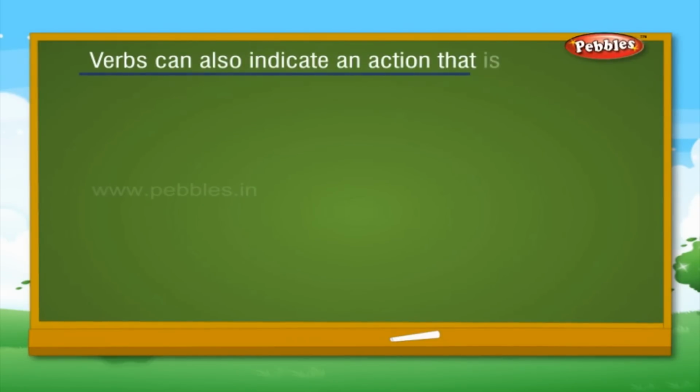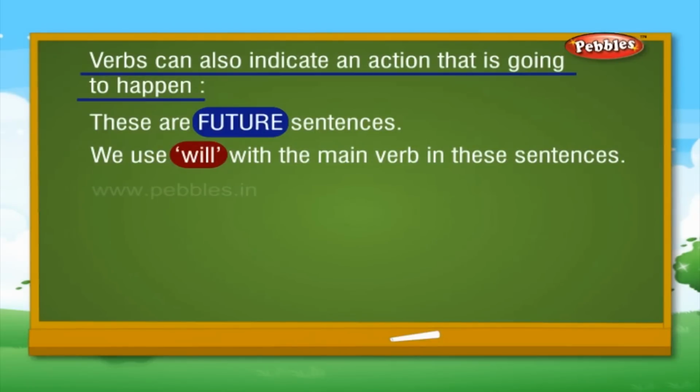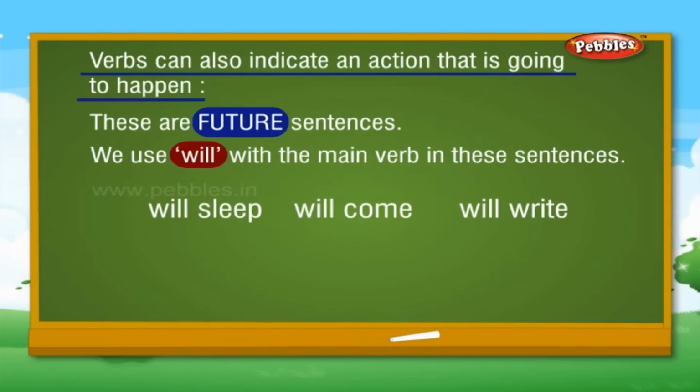Verbs can also indicate an action that is going to happen. These are future sentences. We use will with the main verb in the sentence. Will sleep, will come, will write, will sing, will bake.